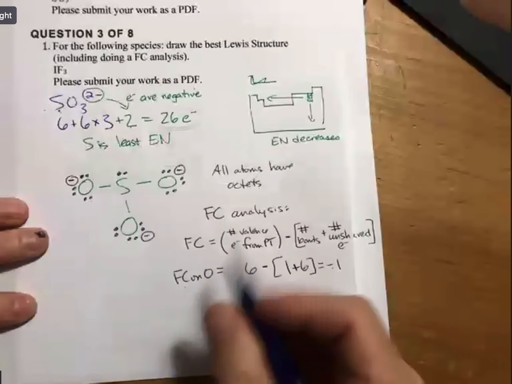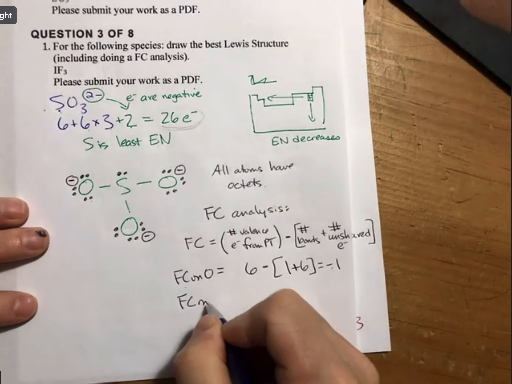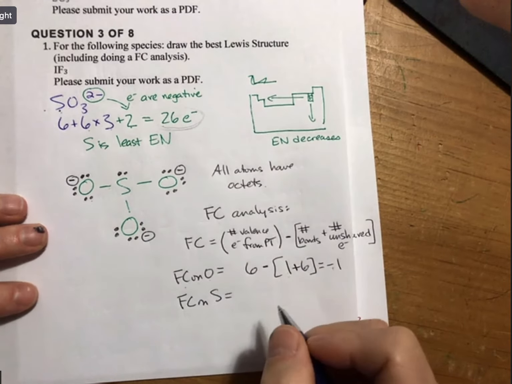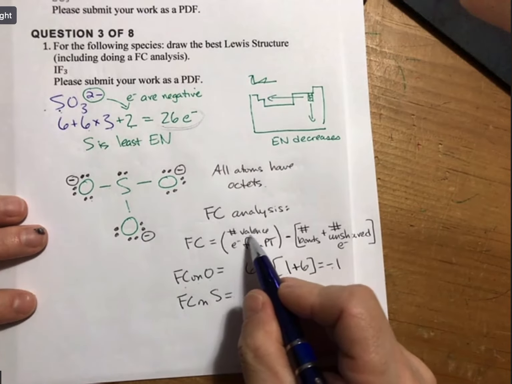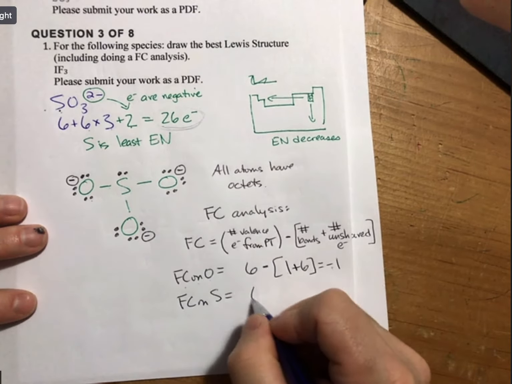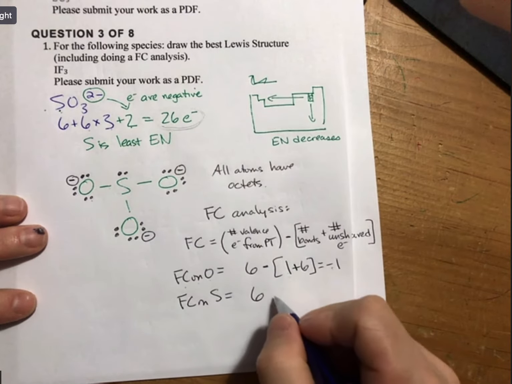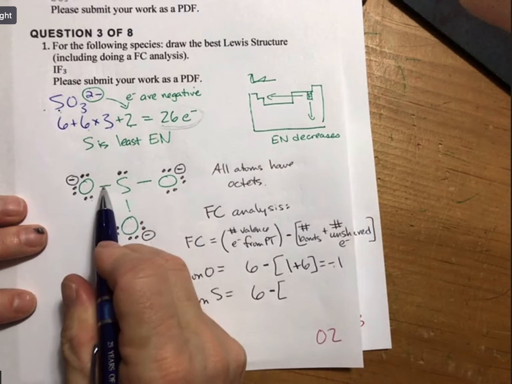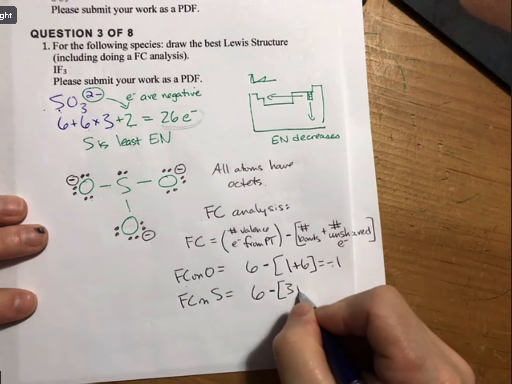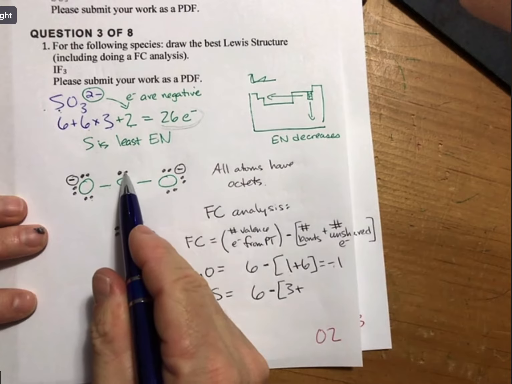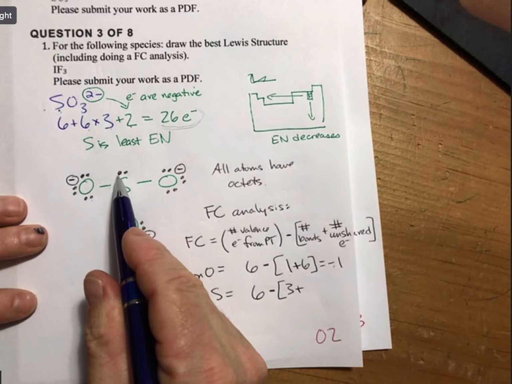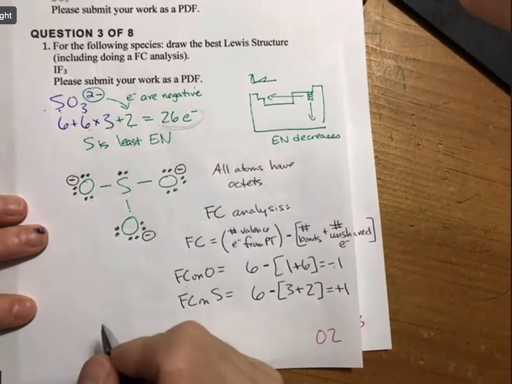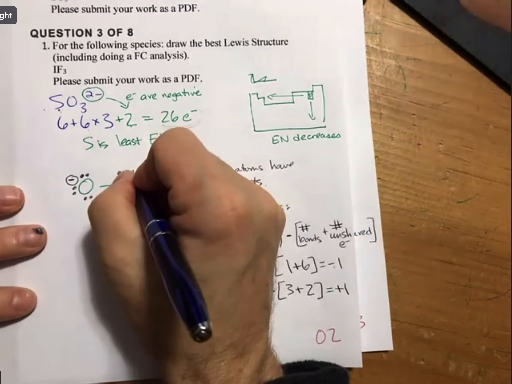Now, let's do sulfur. Formal charge on sulfur. Sulfur, the number of valence electrons from the periodic table is 6. It's in the same row as oxygen. And this one has 1, 2, 3 bonds plus 1, 2 unshared electrons. So it's going to be +1. And that means we put a little plus there.